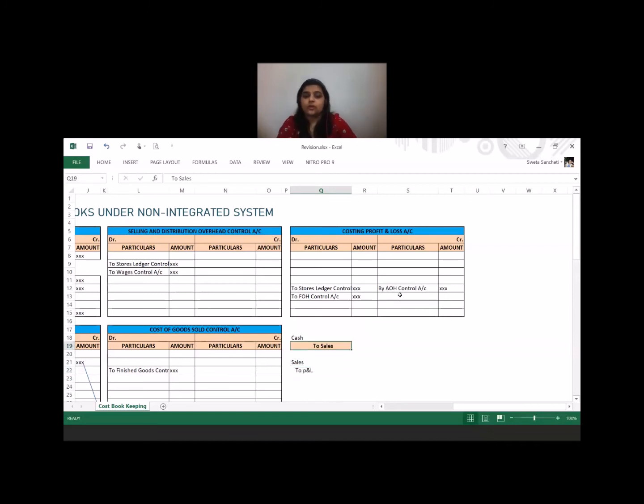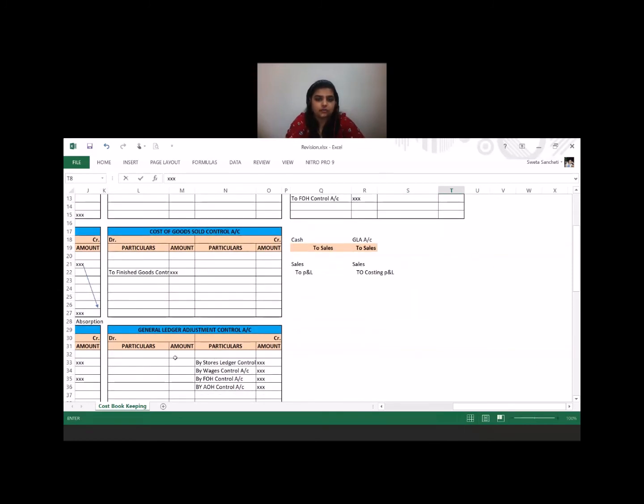Now here, what is going to happen if I remove these two? What will happen? Or let me do both the entries. Instead of cash it would be GLA account to sales, and here it would be sales to costing P&L. Correct? So here it will be by sales, and here in my GLA account it would be to sales.